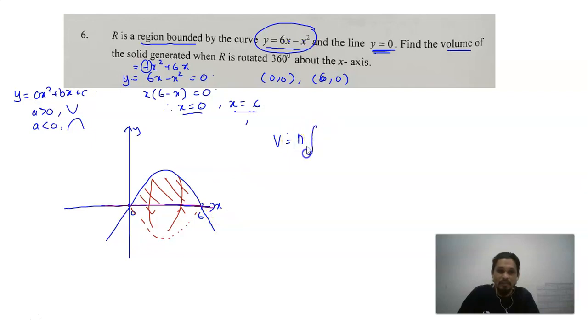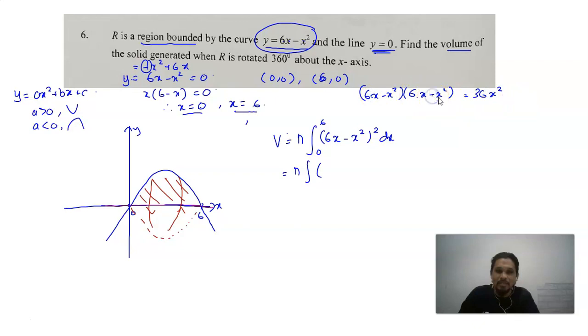So pi integral of 6x minus x squared dx from the value of x, 0 up to 6. Okay, now we expand this first. 6x minus x squared and 6x minus x squared. So 6x times 6x, 36x squared.